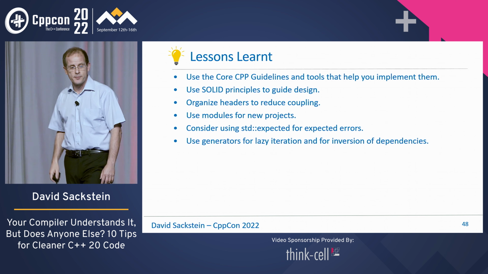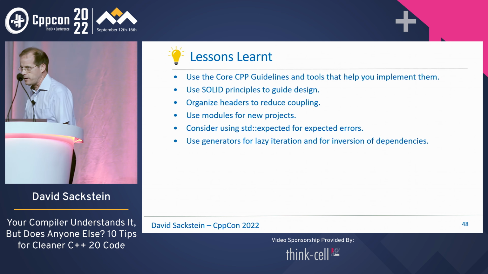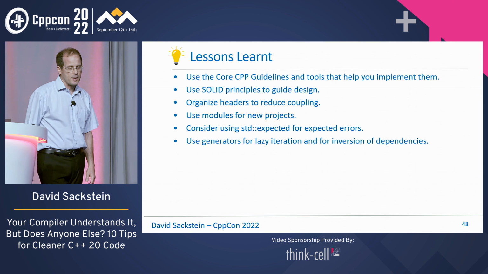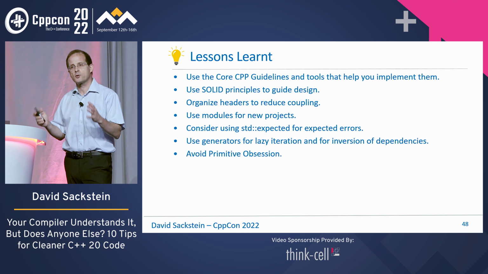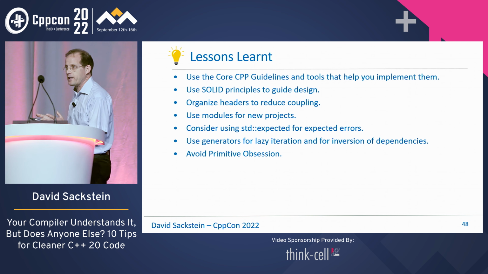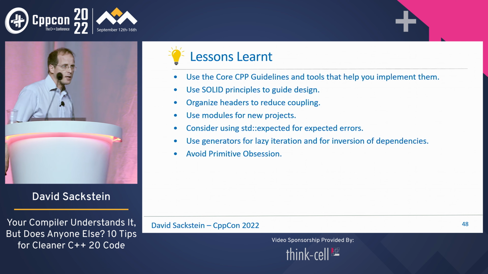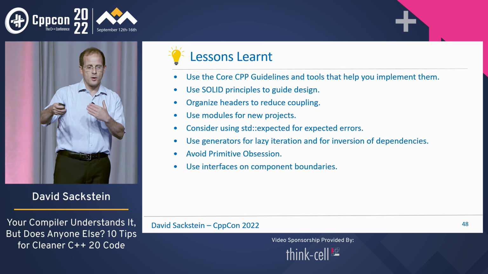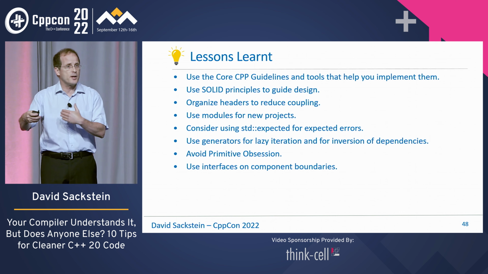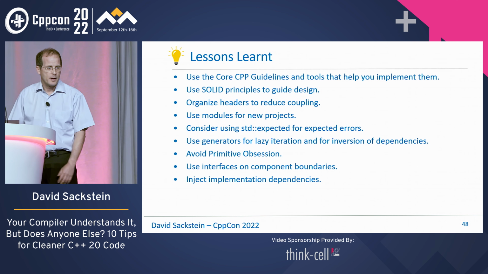Consider using generators for lazy iteration. And there are, of course, other abstractions I'm sure you'll find useful in the libraries, in the cppcoro library, for instance. Avoid primitive obsession. Use strongly typed domain objects that can validate their invariants for you. And that will save you a lot of validation code. Use interfaces on component boundaries. It's a very good encapsulation method to hide implementations.